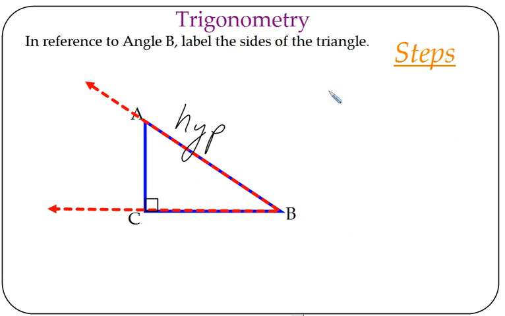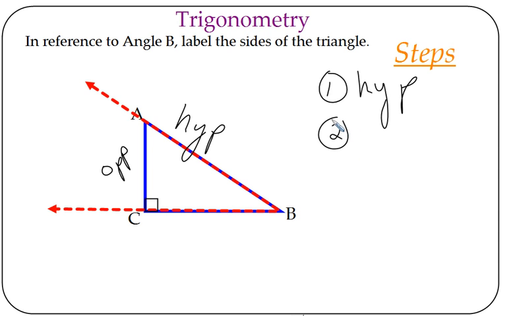For me, I find it easier to find the opposite because it's the side that is not part of the angle. So I call this the opposite. So for angle B, the opposite is side AC.